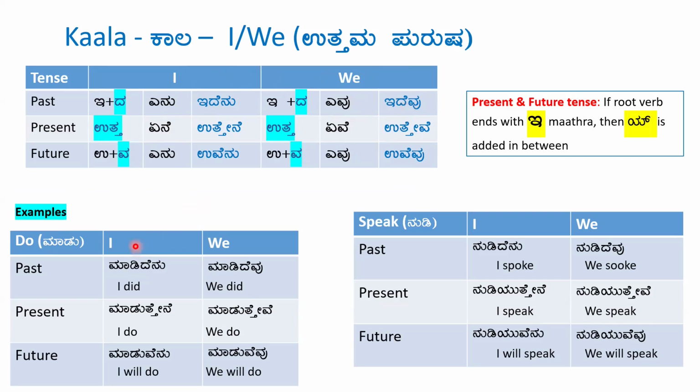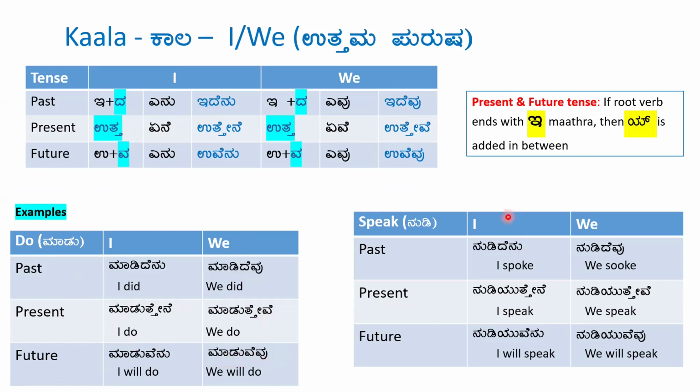If I am doing an action, for the root verb do or madu, the past tense will be madidenu, the present tense will be ಮಾಡುತ್ತೇನೆ, and in the future tense it will be ಮಾಡುವೆನು. If the action is done by us, then past tense it will be ಮಾಡಿದೆವು, present tense it will be ಮಾಡುತ್ತೇವೆ, and future tense it will be ಮಾಡುವೆವು.